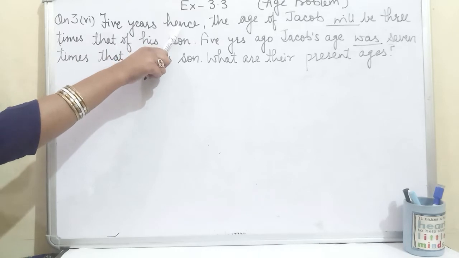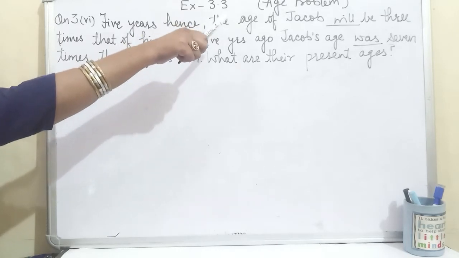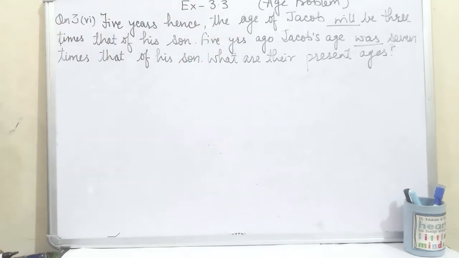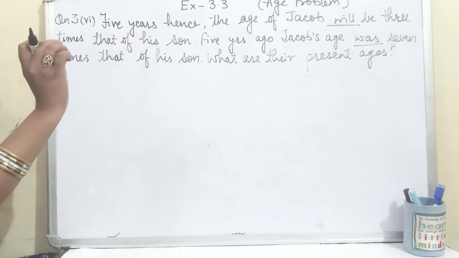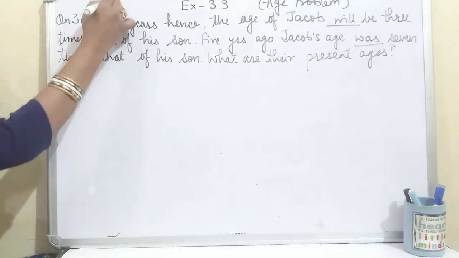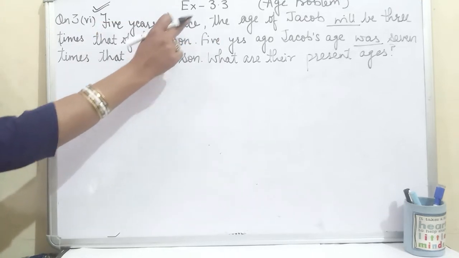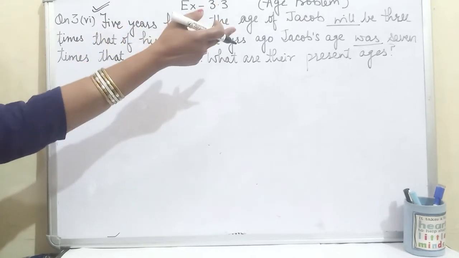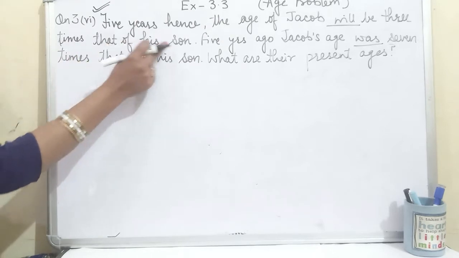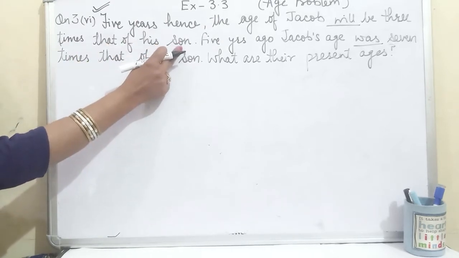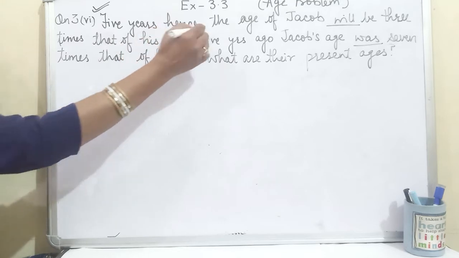5 years hence, the age of Jacob will. I underline the word will. That means it's talking about future. 5 years hence, the age of Jacob will be 3 times that of his son. Right? And the next condition starts from here.